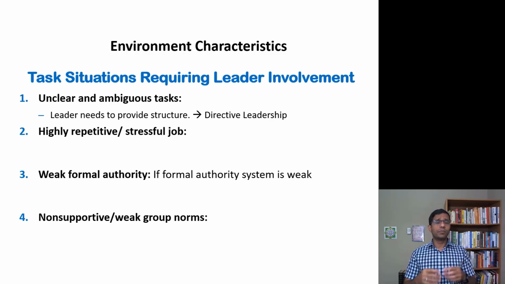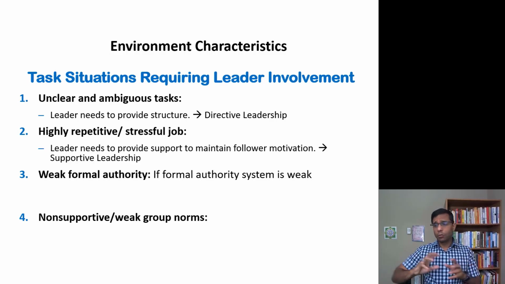If the task was very clear, straightforward, you didn't have to engage in directive leadership behavior. In those situations, you will reduce the extent of directive leadership behaviors. Certain jobs can be highly stressful. Other jobs, not so much. When the jobs tend to be highly repetitive and boring kinds of jobs, or when the jobs are highly stressful, how should you be leading?